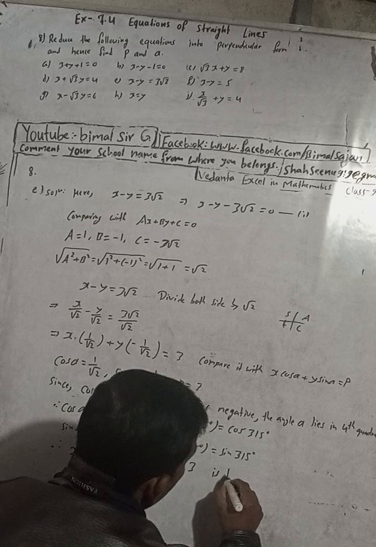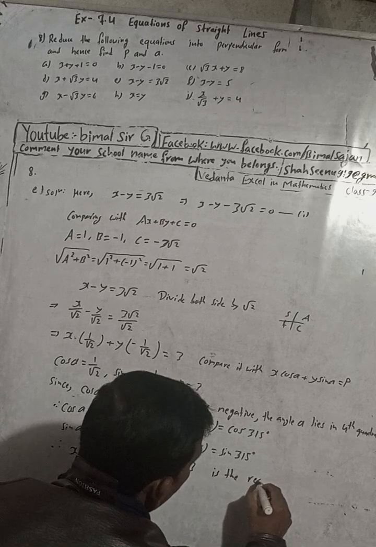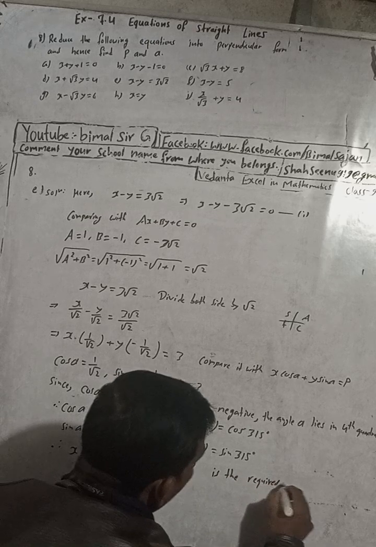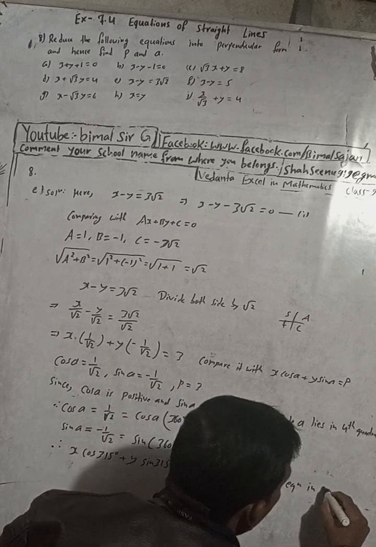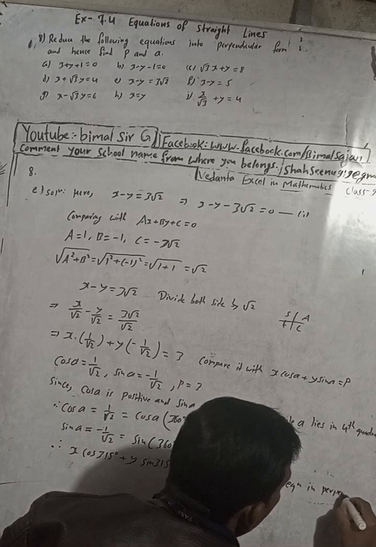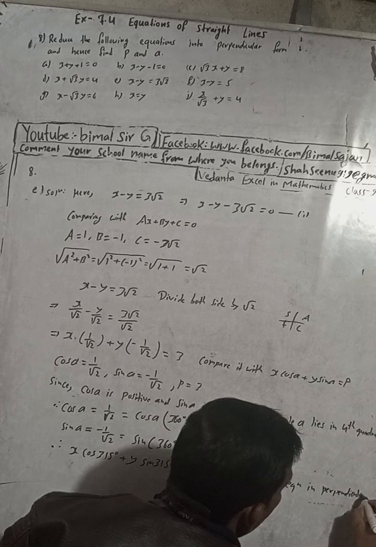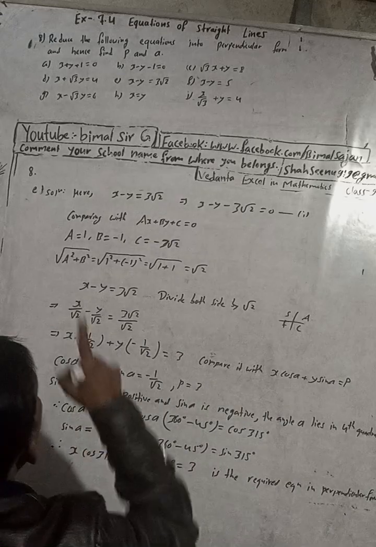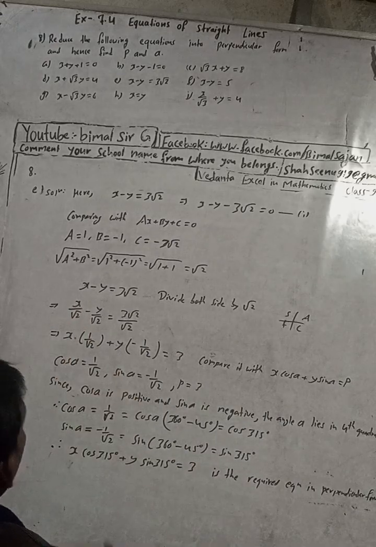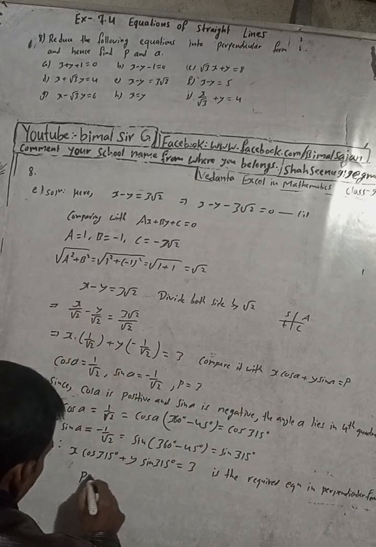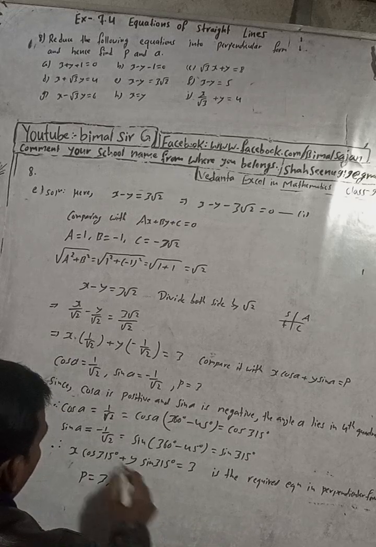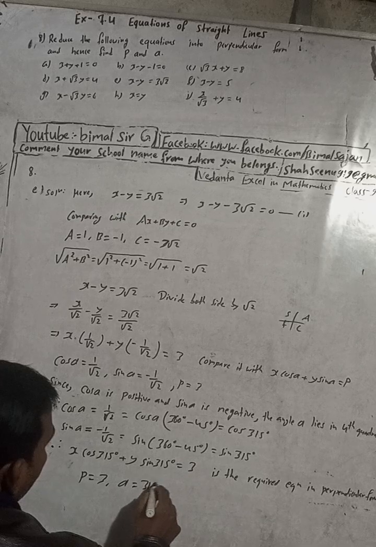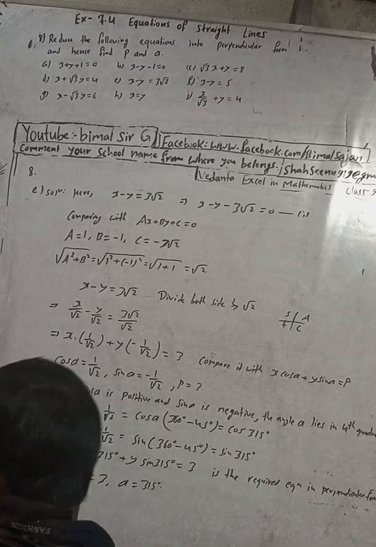Here we have to compare, hence find p and alpha. So p, the perpendicular, is equal to 3, and alpha is equal to 315 degrees. Now let me check the book answers.